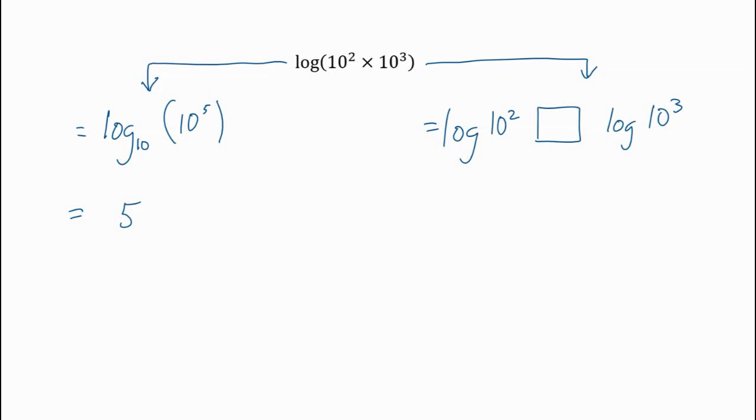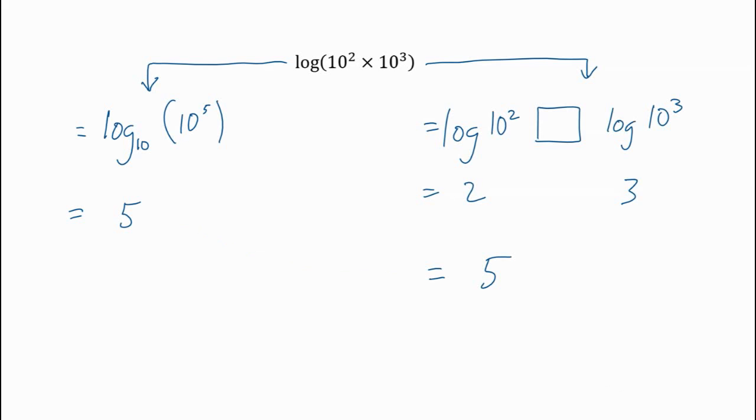Log base 10 of 10 squared is? Huh? No. We're not ready to do inside the box yet. We're not finished. It's 2, thank you. And this one, log base 10 of 10 cubed is 3. And we know that it has to equal 5 because it equaled 5 over there, so this has to equal 5 as well.